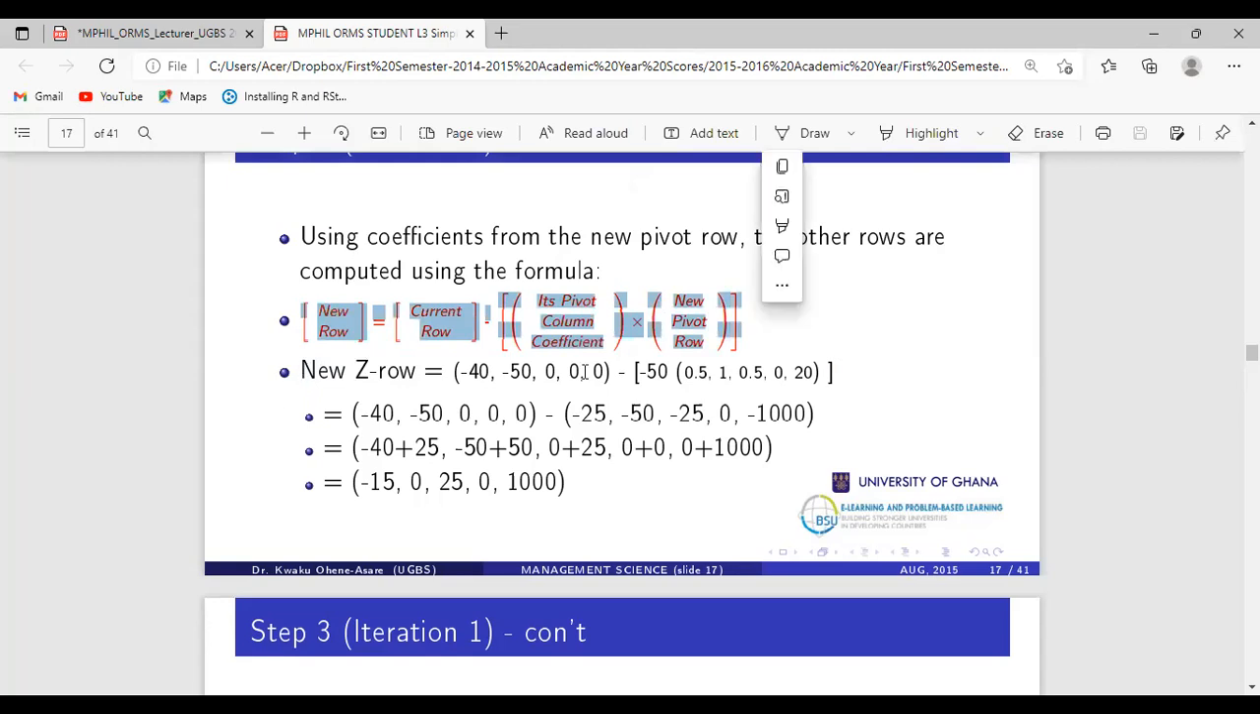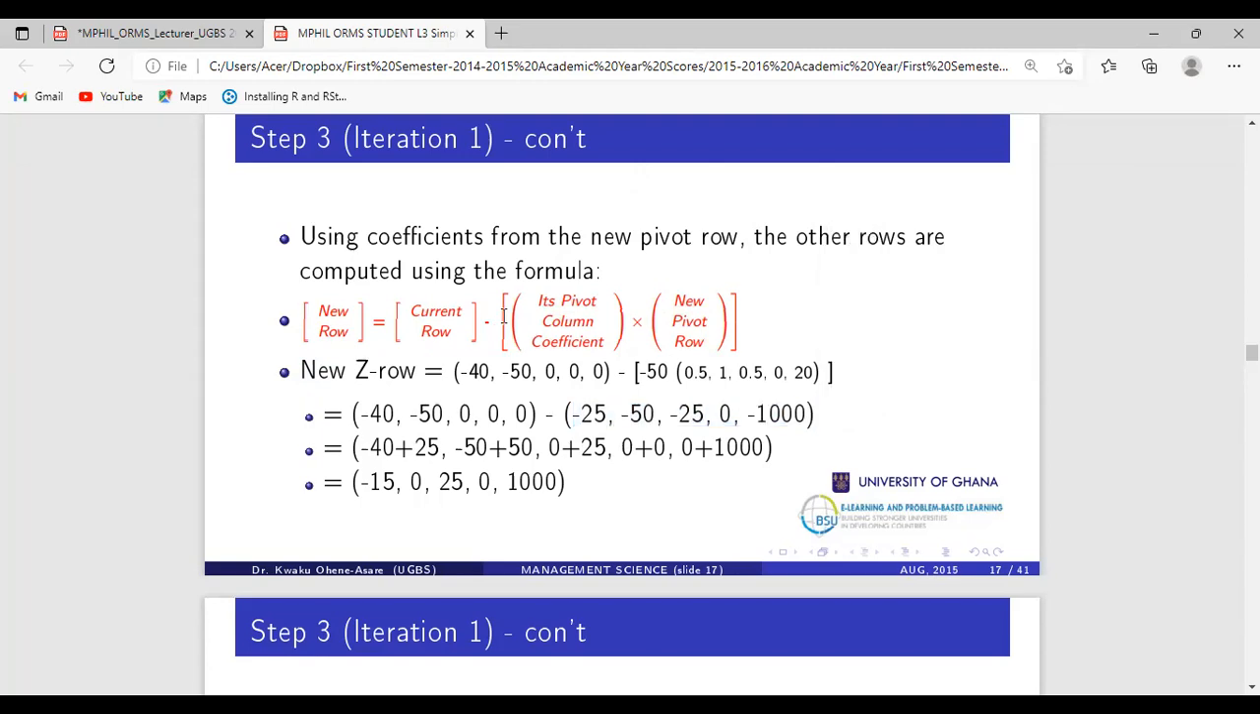After you've written this, we now open the brackets. We multiply the -50 by each of the values in the bracket here, and that is where we got -25, -50, -25, 0, and then -1000.